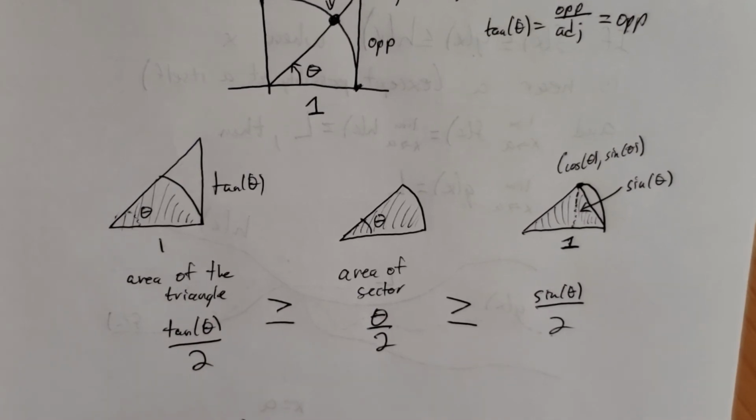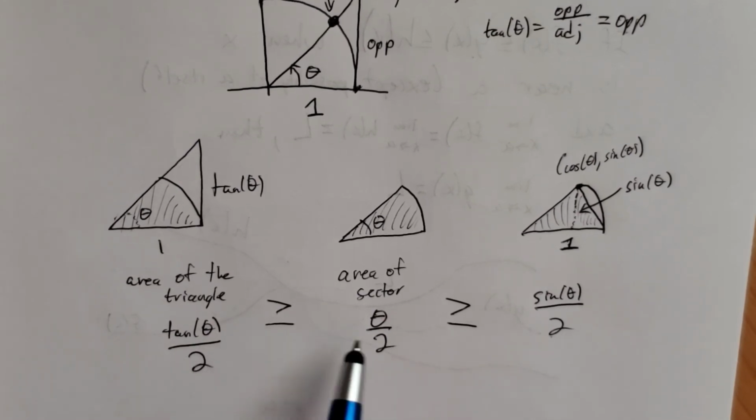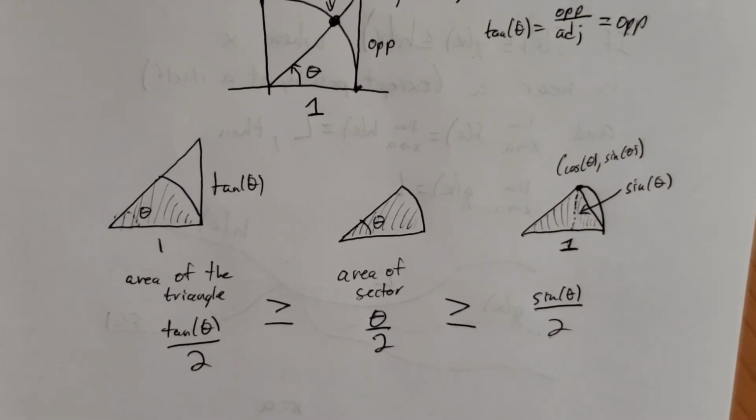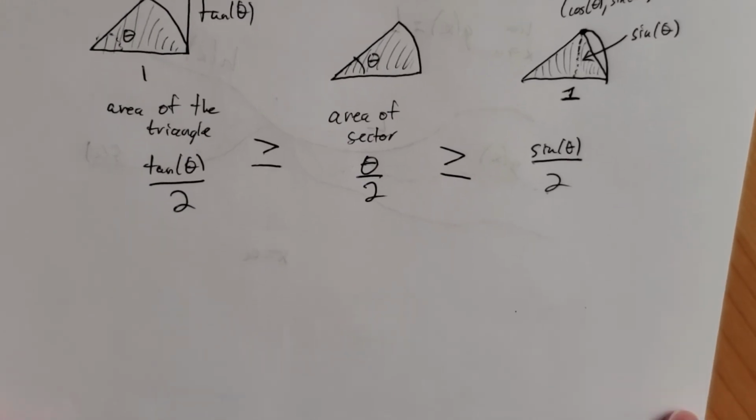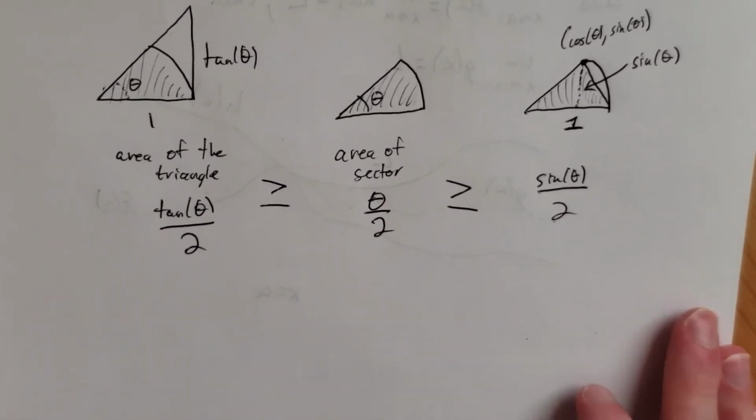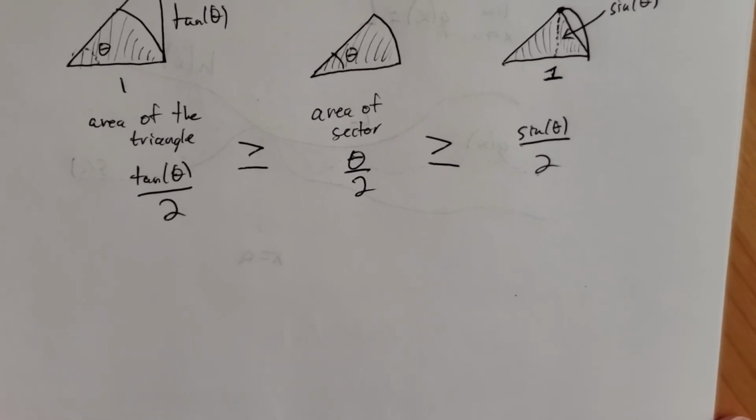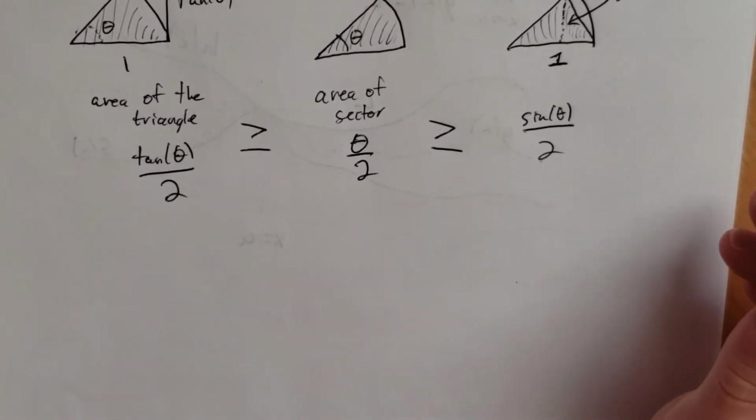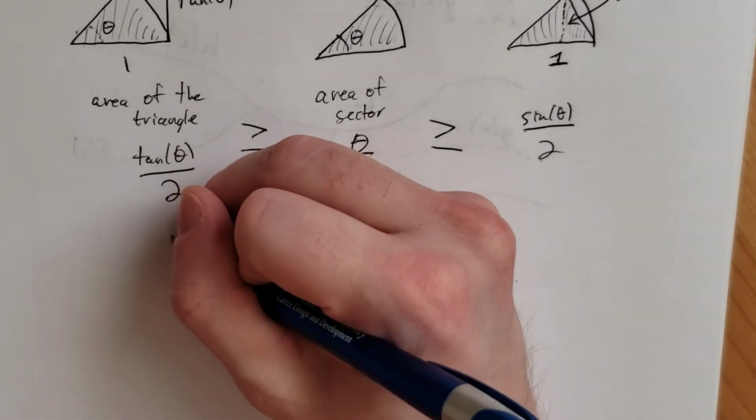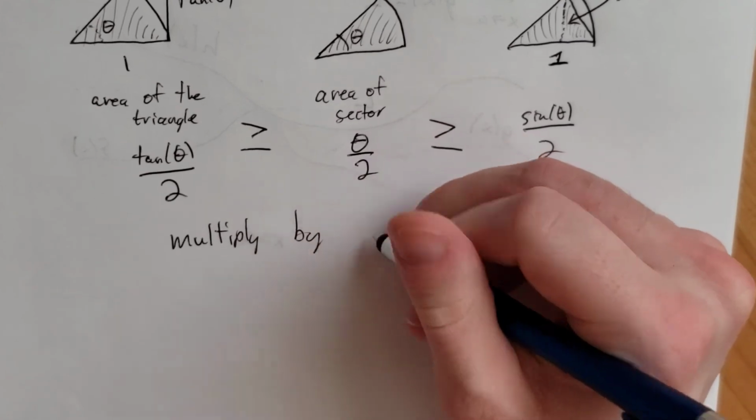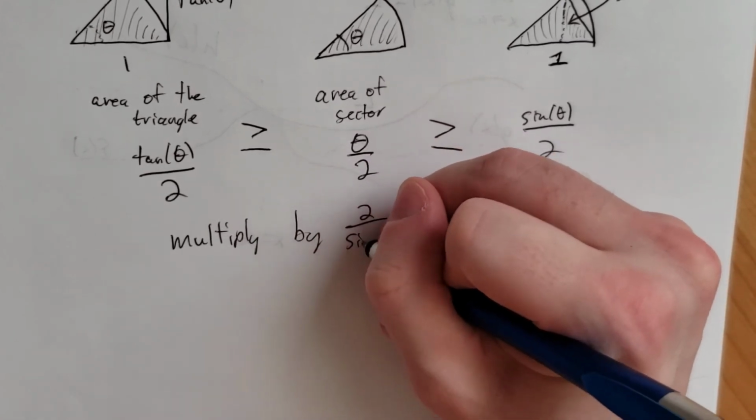So what we get is tangent of theta over 2 is equal or greater than theta over 2, which is equal or greater than sine of theta over 2. All right. For some angle in the first quadrant. For some theta in the first quadrant. All right. So let's do one thing here, and that is to multiply by 2 over sine of theta everywhere.